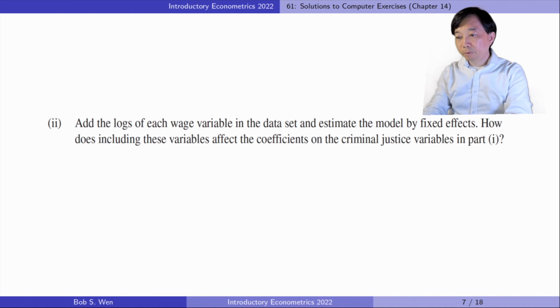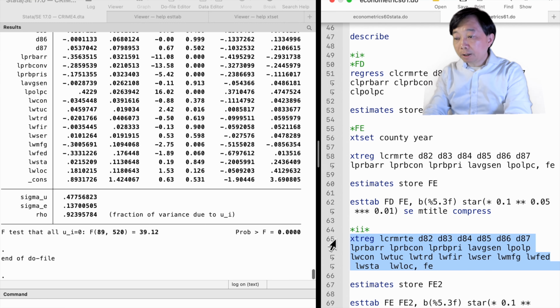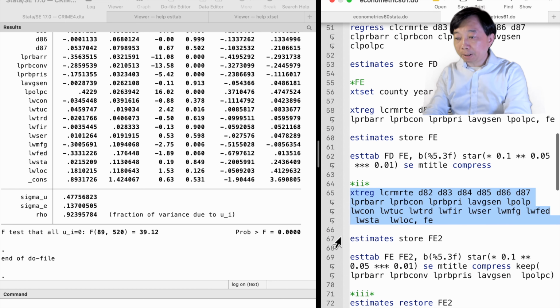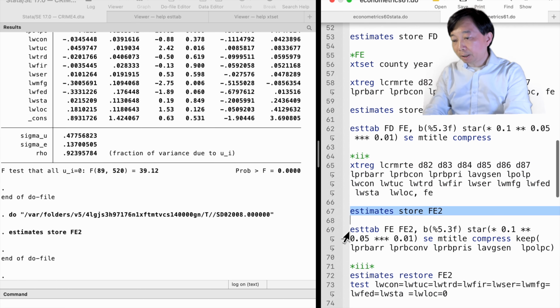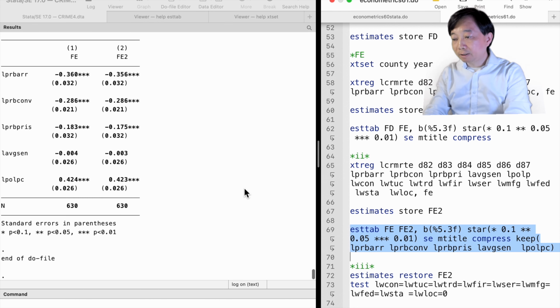In Part 2, we add the logs of each wage variable in the dataset and estimate the model by fixed effects. How does including these variables affect the coefficients on the criminal justice variables in Part 1? We add the 9 wage variables to the model and estimate the model with the fixed effects time demeaning method. We compare the estimates for the criminal justice variables and find no substantial change. The magnitude and significance are similar.